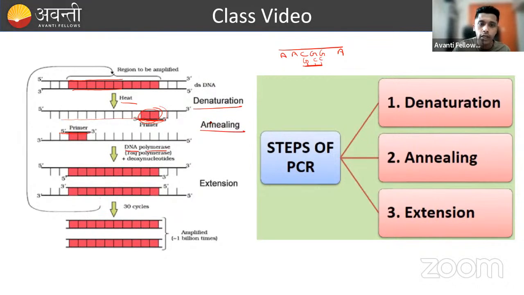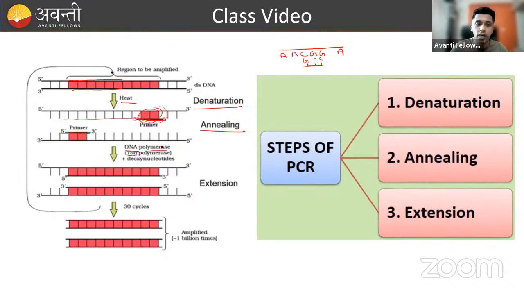So what are we doing here? After annealing, once our primers occupy the complementary positions, we treat it with Taq polymerase, which is a special type of DNA polymerase. Why do we call it Taq DNA polymerase? Because Taq is Thermus aquaticus, a bacterium which can survive in very hot temperatures, like hot springs. Even though the temperature is very high, it is able to protect its genetic material without getting denatured.